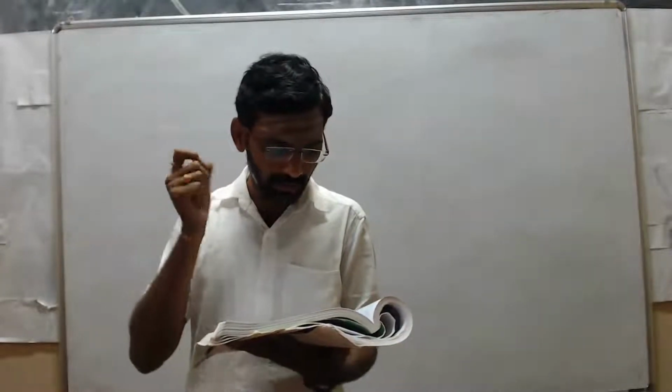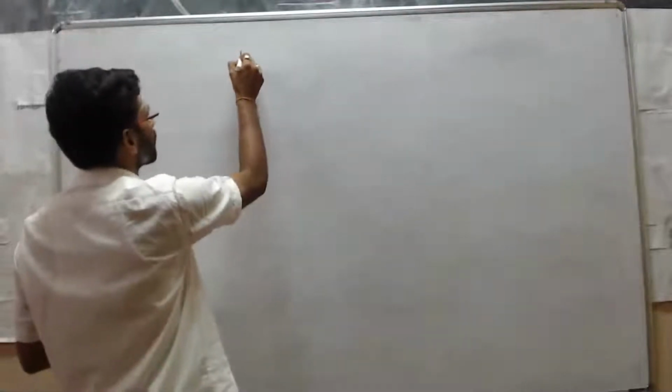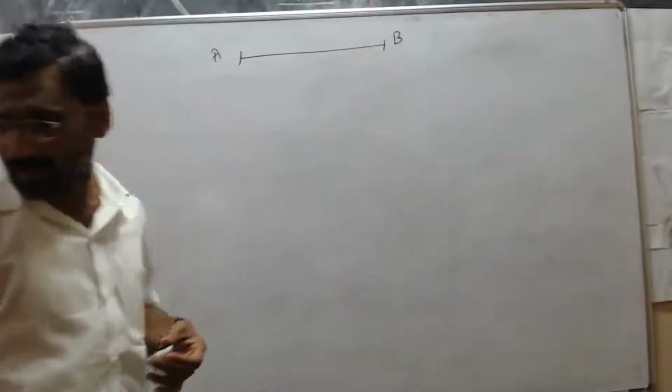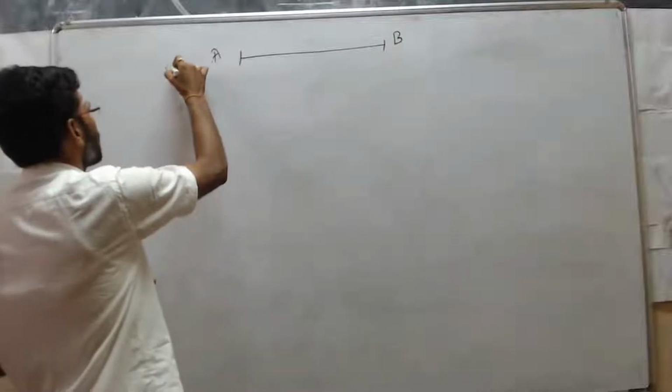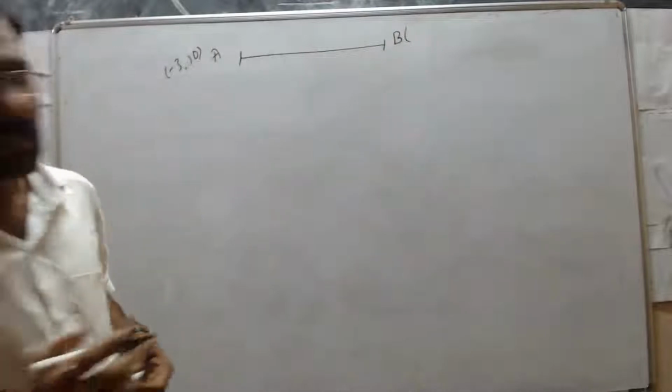Find the ratio in which the line segment joining the points (-3, 10) and (6, -8) is divided by the point (-1, 6). Then what is the ratio? It means we have to find the value of m1 and m2. Here a line segment is there. Now it is A, it is B. The coordinates of A are (-3, 10). B coordinates are (6, -8).